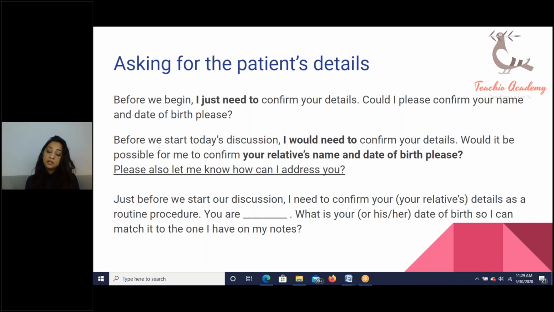Then another option that we can do, just before we start our discussion, I need to confirm your details as a routine procedure. You are Sarah. What is your date of birth, so I can match it to the one that I have on my notes? So this is an excellent line that you can use for people that you already know. In this situation, you're telling them that you already know them, but you're just confirming their date of birth because you're just trying to match it to your medical notes.